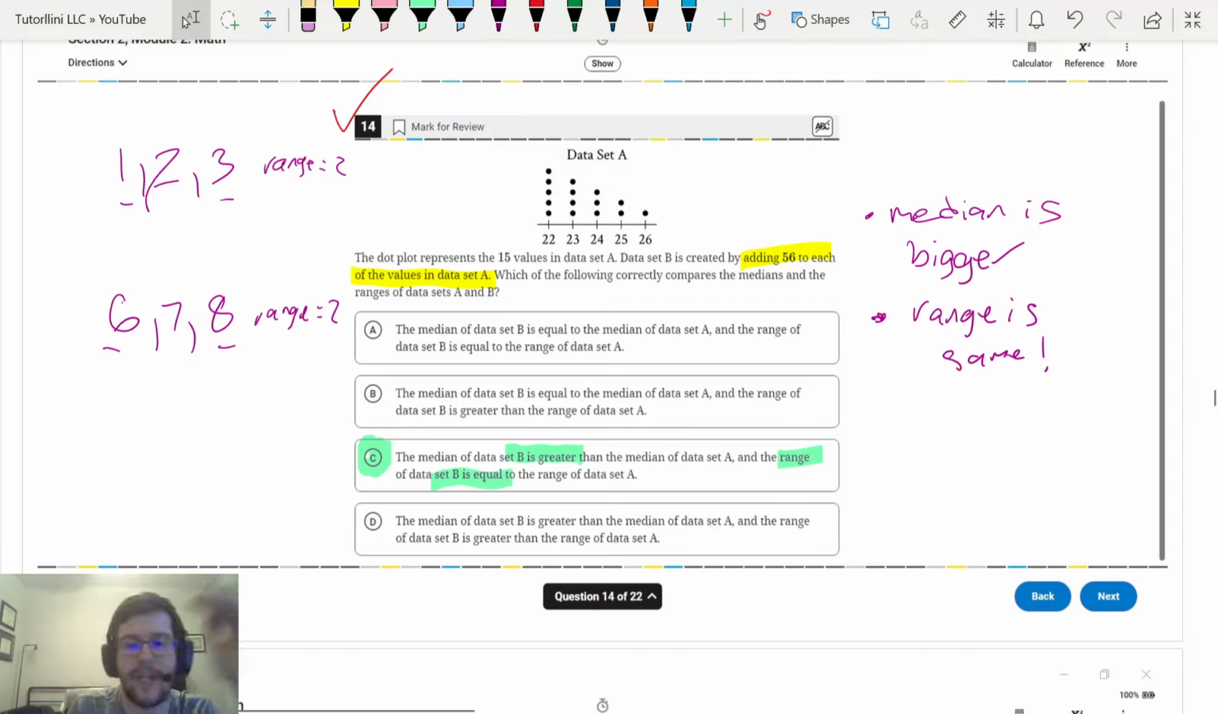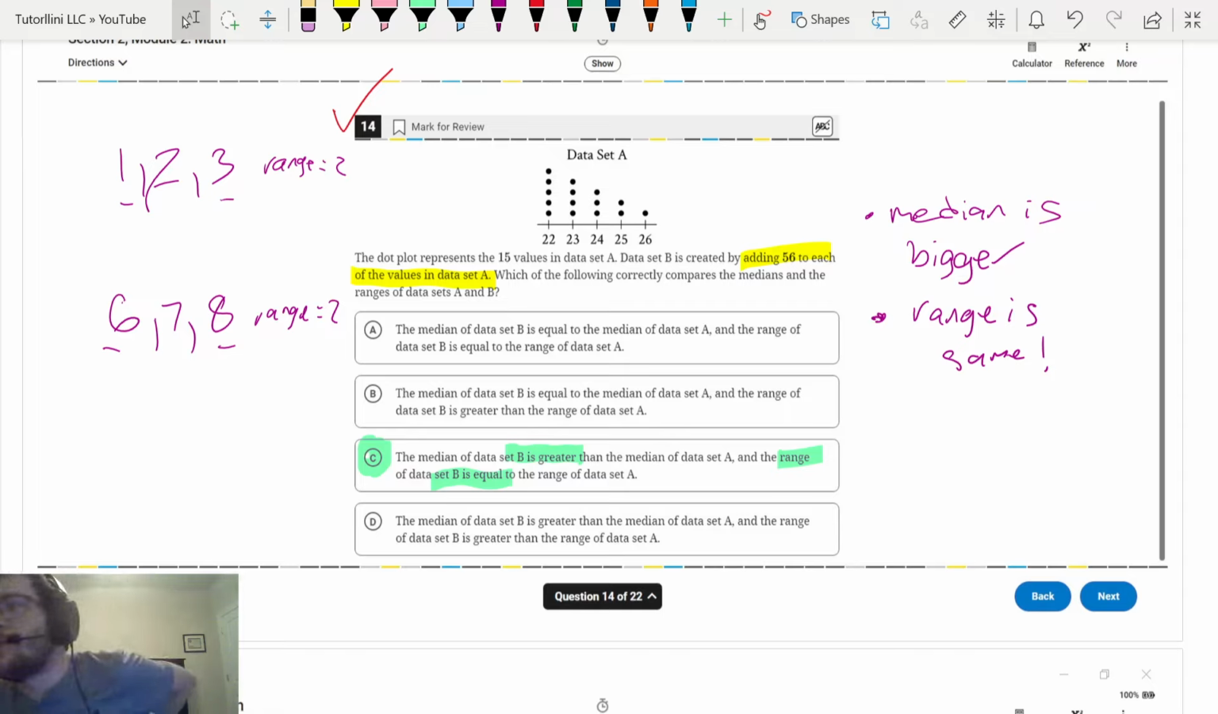Unless you change the spatial orientation of the points, or maybe you multiply by a number so that they get more spread out. But if you add a number, that only changes the mean, the measures of center. It doesn't change the measures of spread if you add or subtract a number from everything.